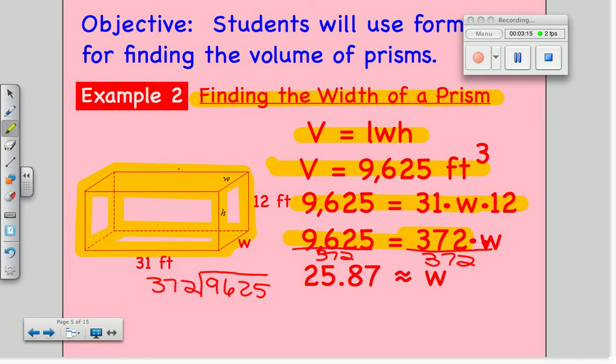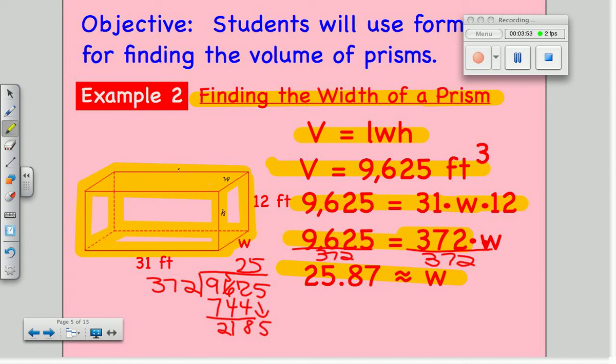372 goes into 962 two times. 2 times 2 is 4. Bring down the 5. 372 goes into 2,185 about 5 times. If I were to keep dividing this, your answer would be approximate, not equal, but approximately 25 and 87 hundredths.